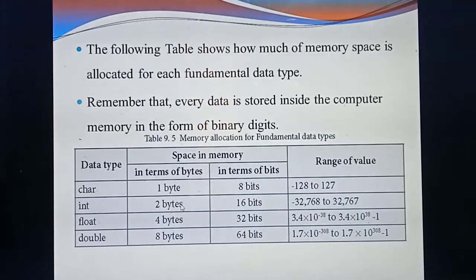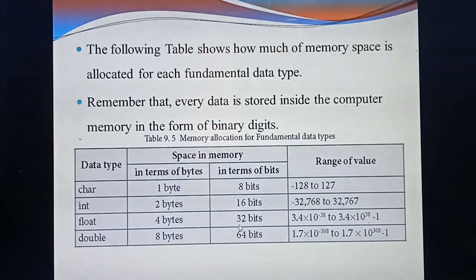16 bits. That means 2 bytes. So it will take 2 bytes in memory. Float means it will take 4 bytes in memory. We have already studied that compared to integer, float will take more memory space. Double, as you have already studied, will occupy double the memory space of float. So how many bytes? 8 bytes. That means 64 bits. Understand? This is important.